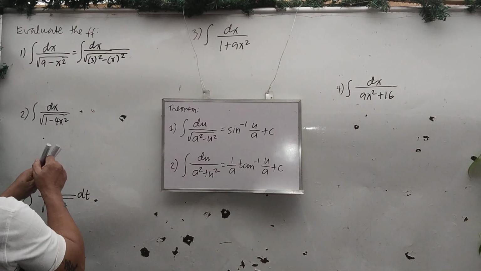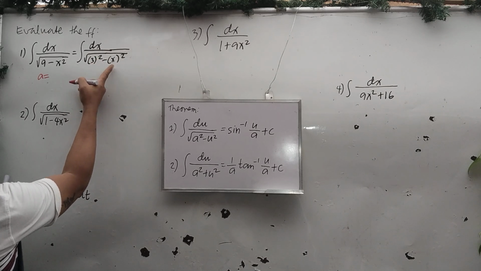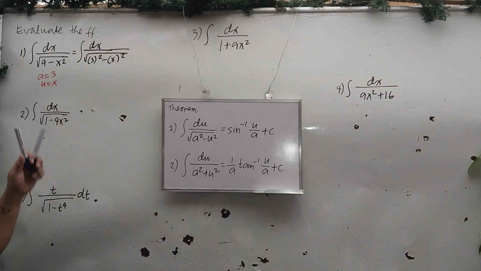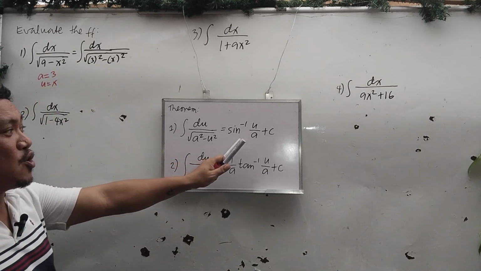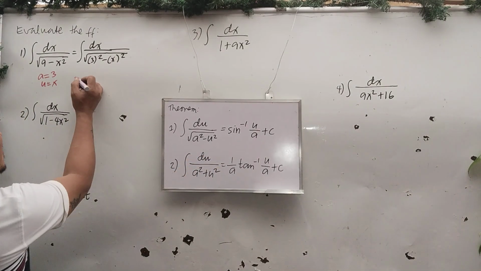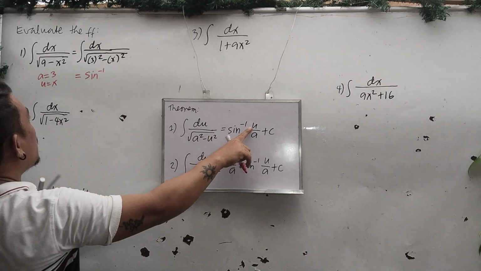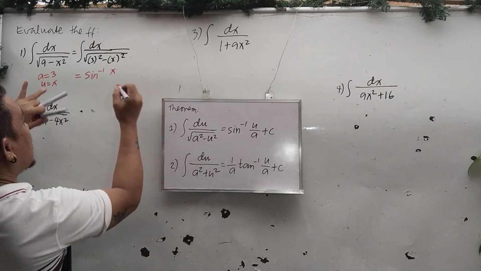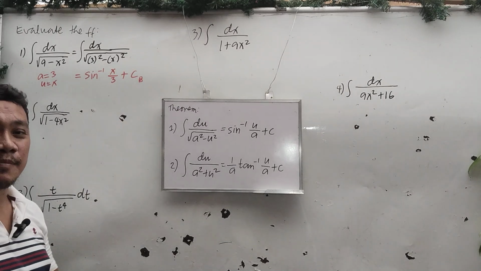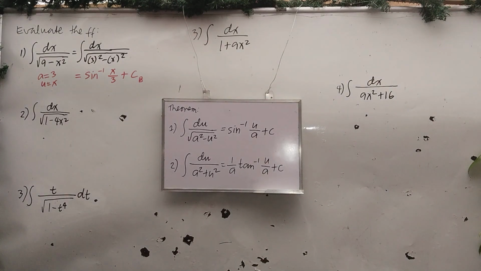Now you identify your a. Since a squared minus u squared is the form, your a is 3 and your u is x. Then we know that this form gives sine inverse. So we can answer already. You have sine inverse. What is our u? You have x. What is our a? 3. Then plus c. So that is the answer to number 1. Very easy, class. How about number 2?